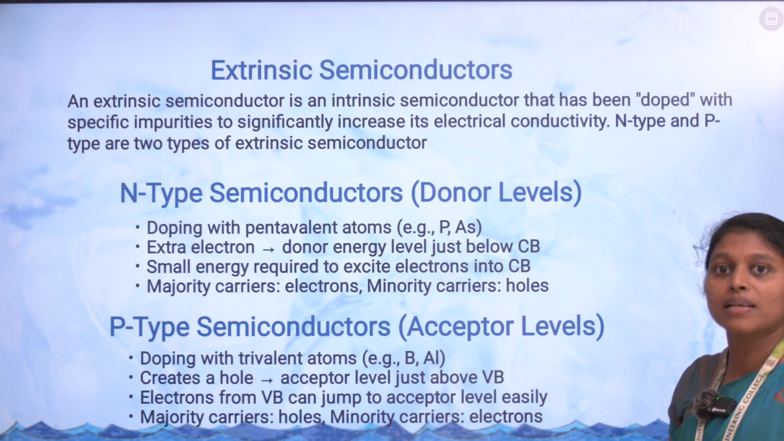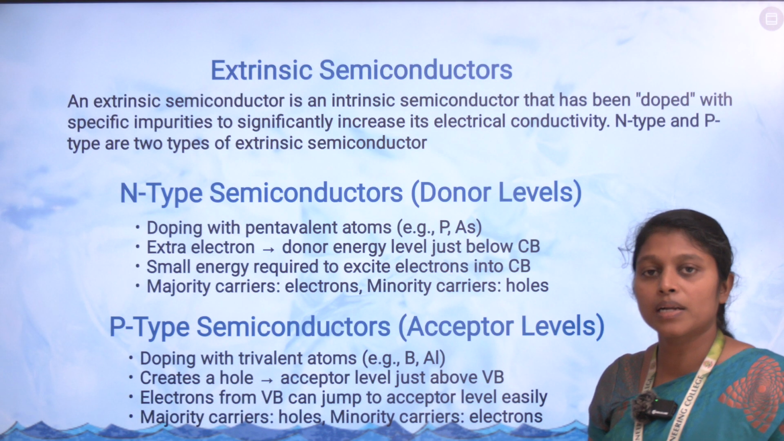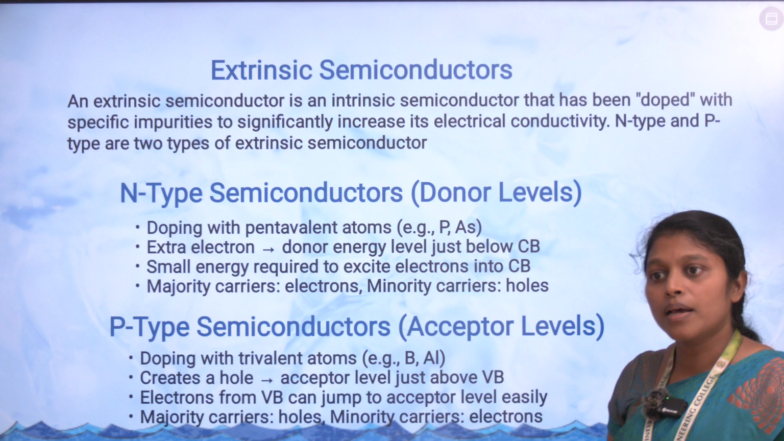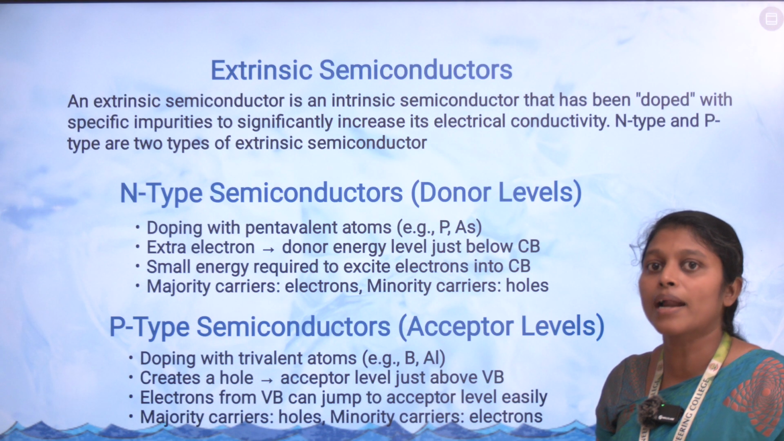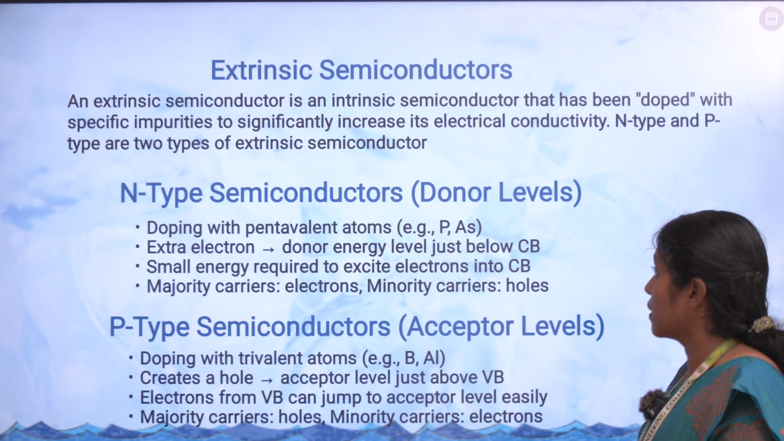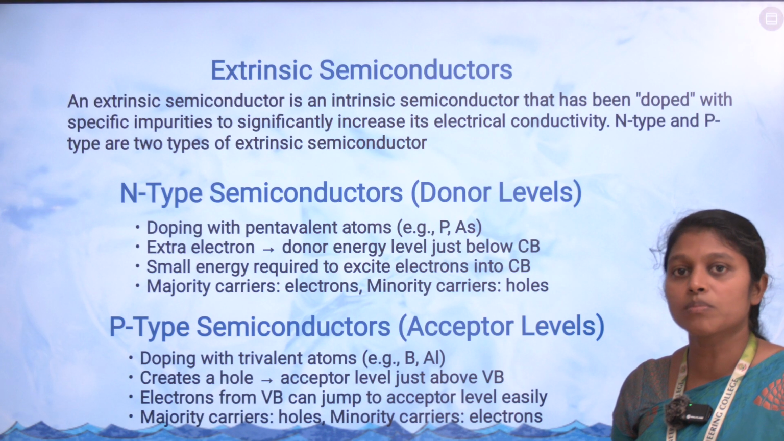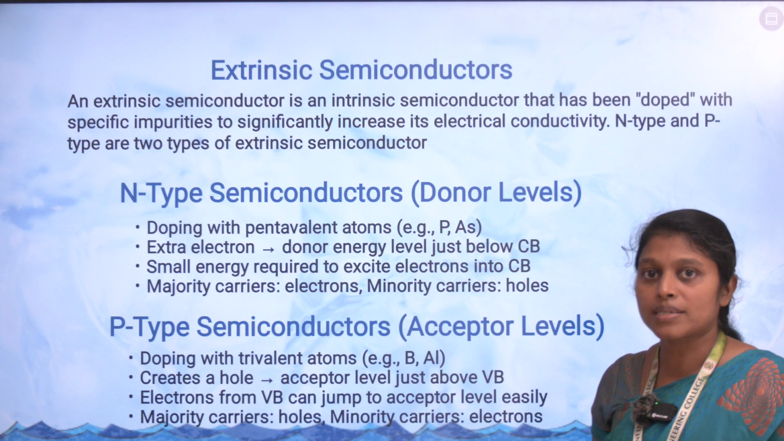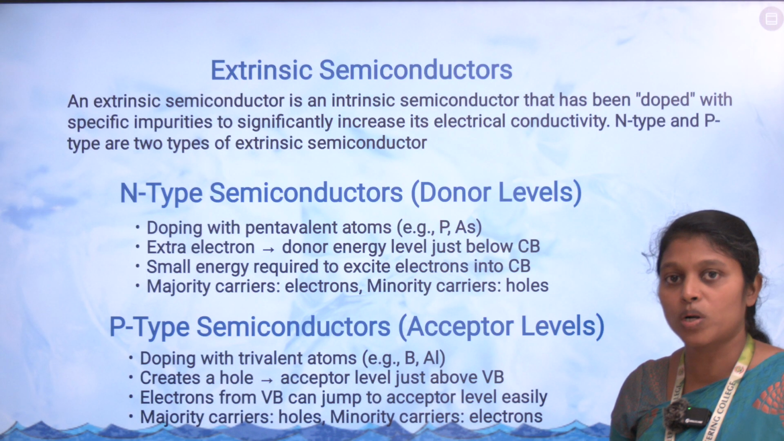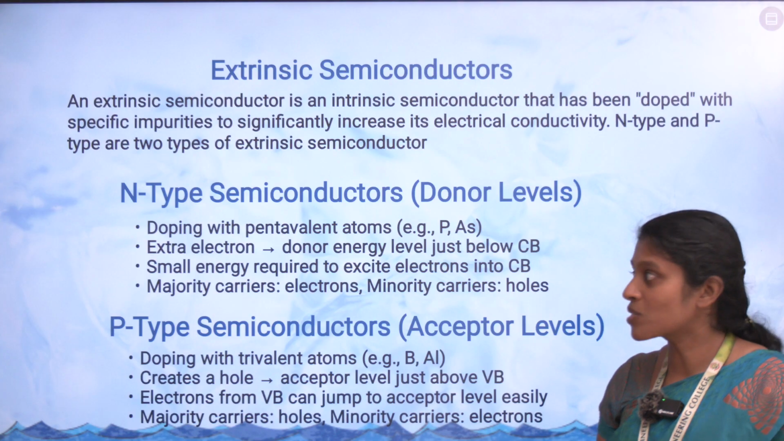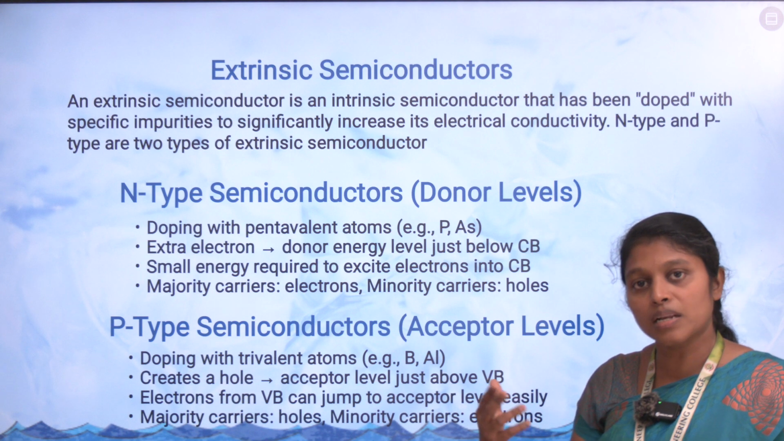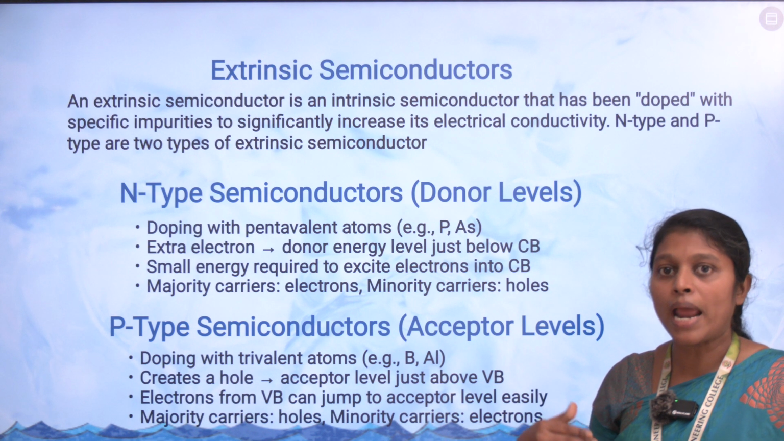The next type is extrinsic semiconductor. Extrinsic semiconductor is a form of intrinsic semiconductor to which we add doping, which means adding impurity to a component. If we add impurity, it becomes an impure component, which is called an extrinsic semiconductor. There are two types: N-type semiconductor and P-type semiconductor, divided based on the majority carrier concentration.